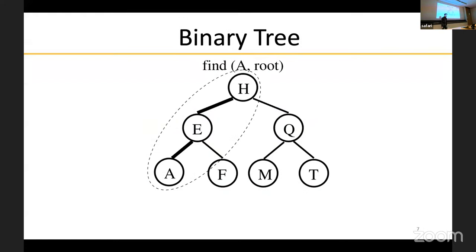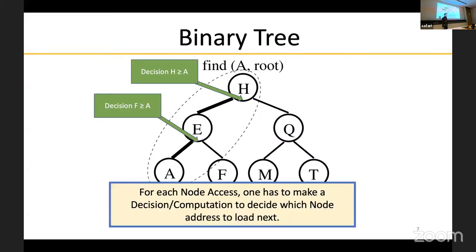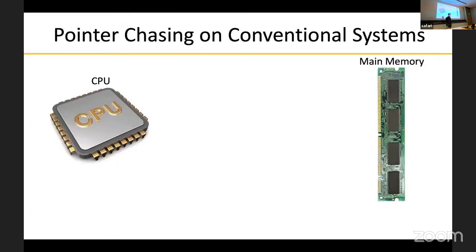Quite similar to this is the binary tree, which has the same problems and an additional one: you have to decide at every node which pointer you want to chase next and which node you want to load next. For example, here you have to decide whether A is bigger or smaller than H, and based on that, take the left node, and you have to make this decision at every node. So for every node, you have to do a small computation before you can decide which pointer is the next node.